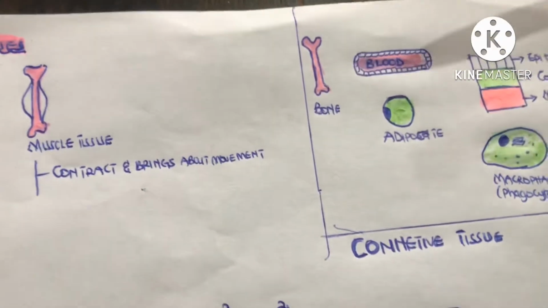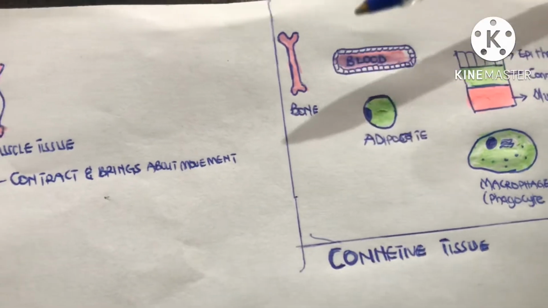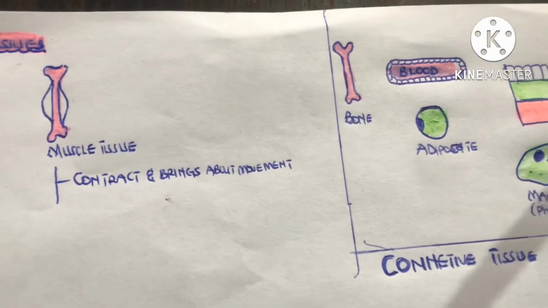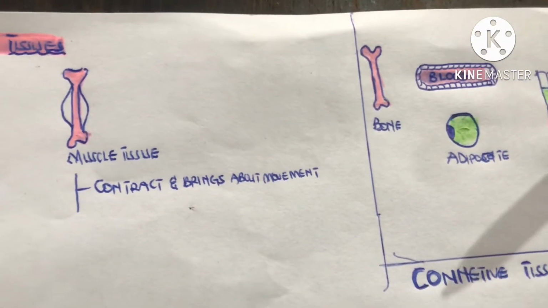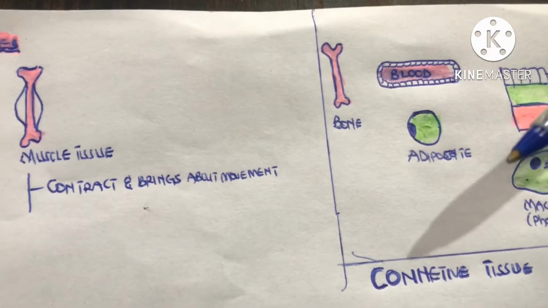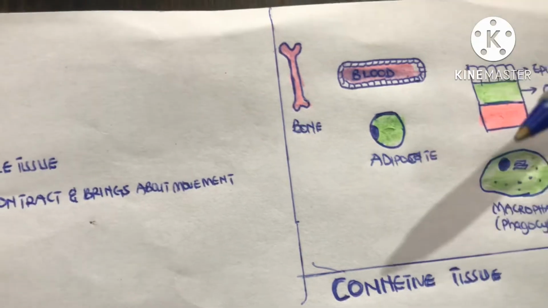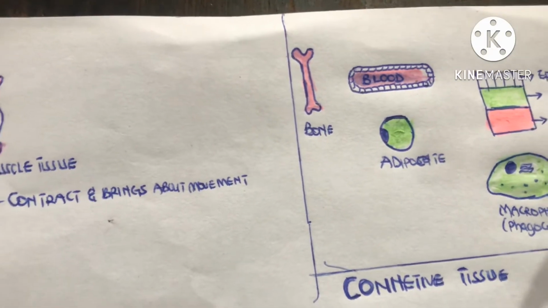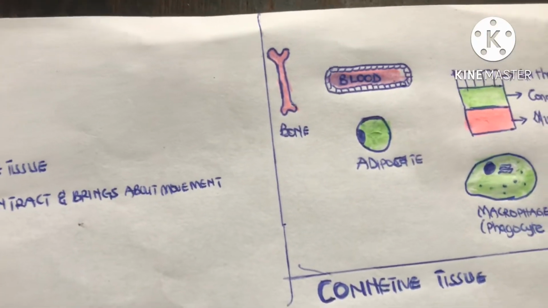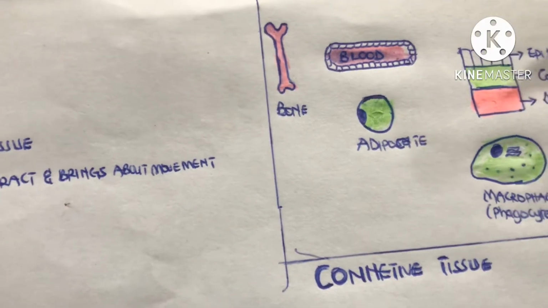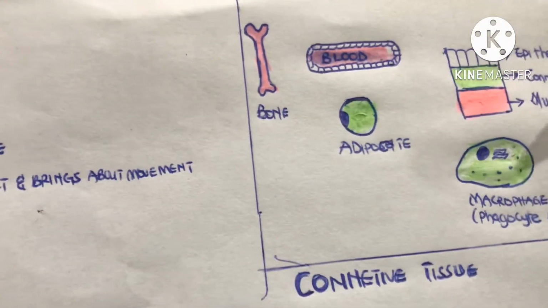Another function of connective tissue is that bone is an example of connective tissue, and the bones form the framework of the body. You understand? So connective tissues form the framework of the body. Blood is also an example of connective tissue, and blood transports substances in the body. The adipocytes store fats, and adipocytes are also an example of connective tissue.